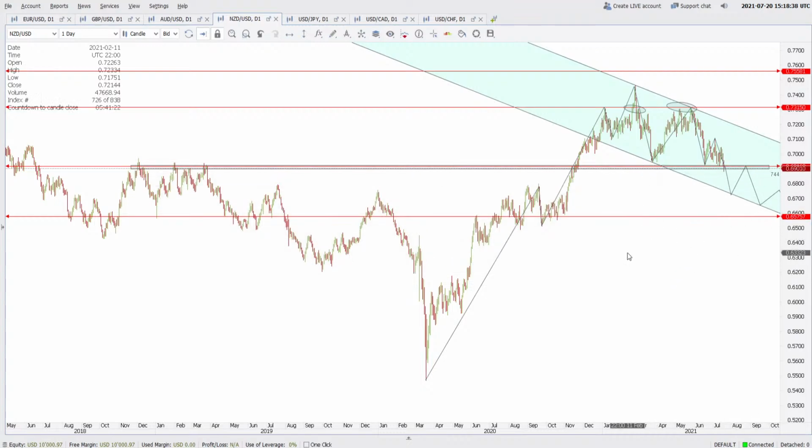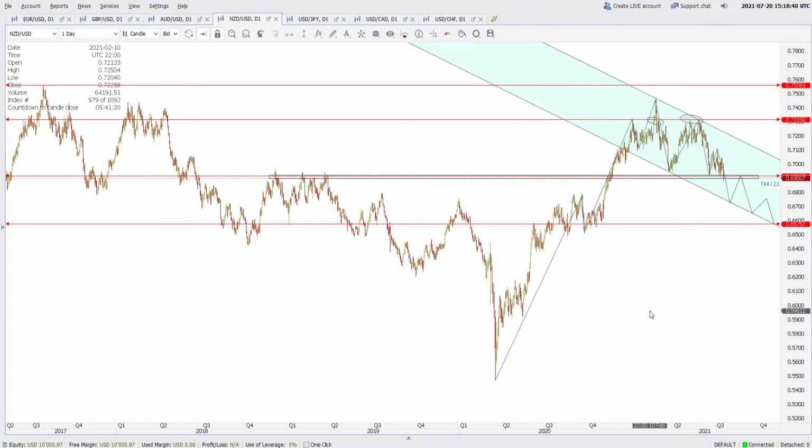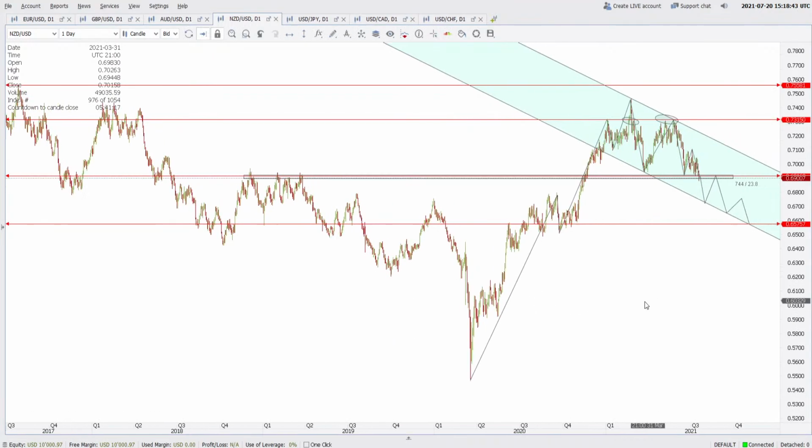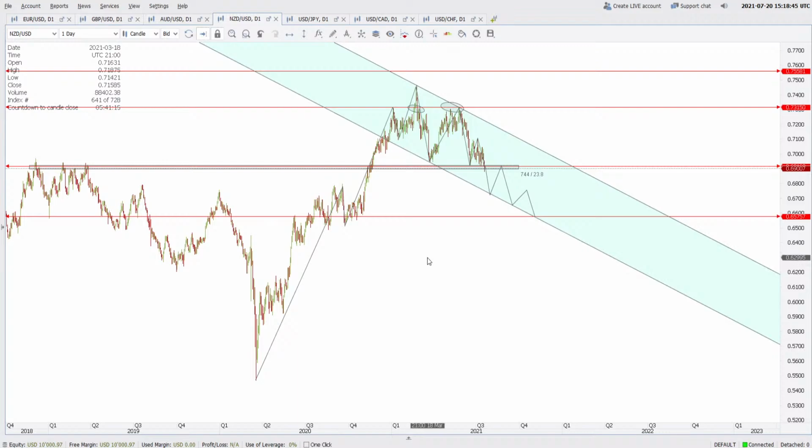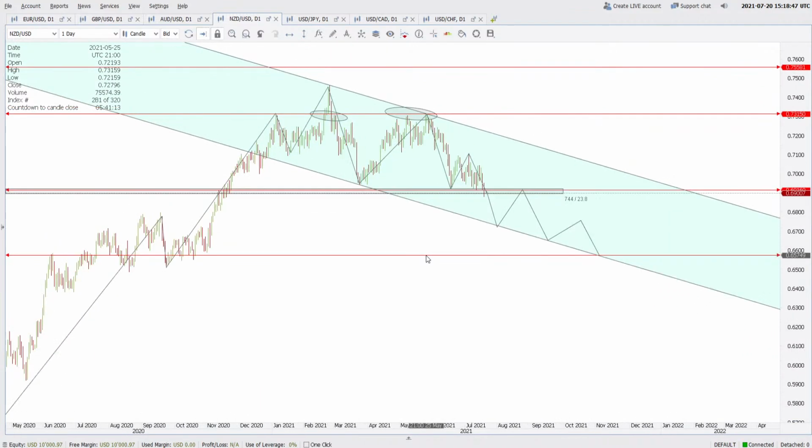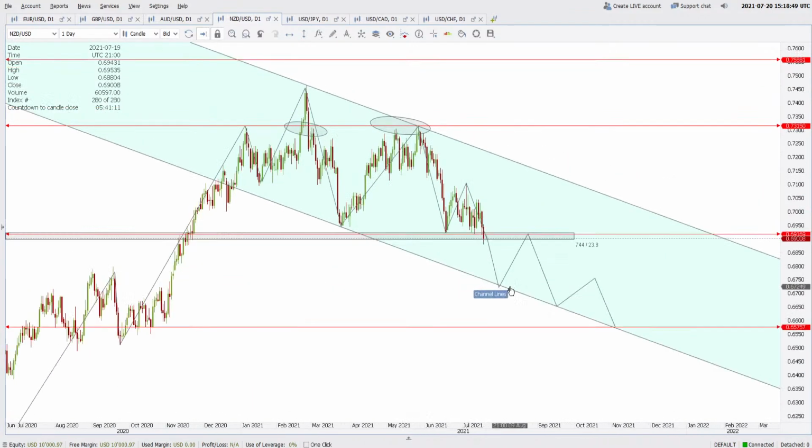but the overall momentum of the US dollar to the upside is so huge. I'm expecting that the New Zealand dollar will give way to the US dollar and will try to decline and go to this channel support level at least, or maybe even further to 0.6575. That only time will tell.